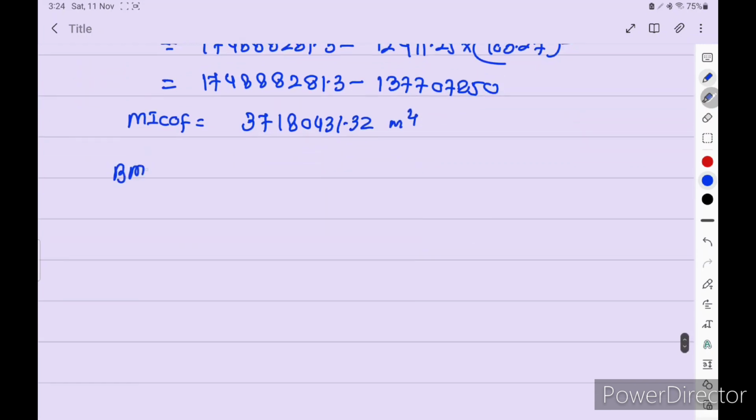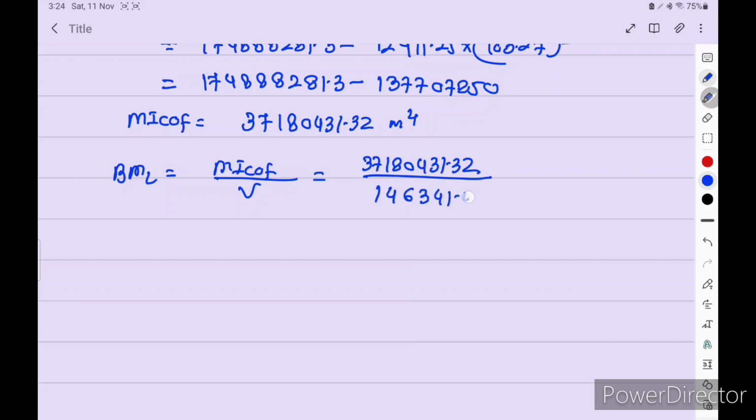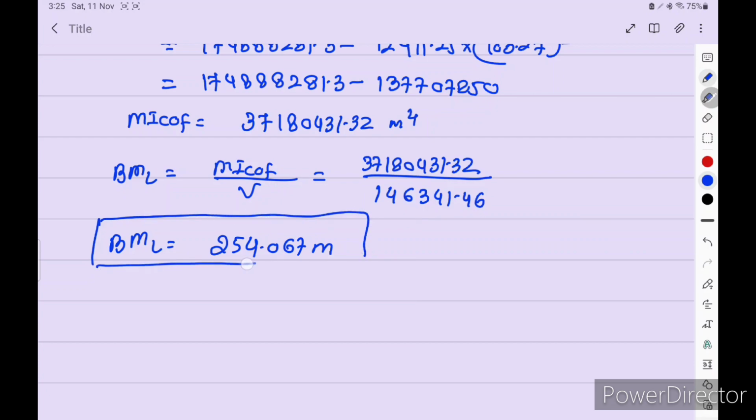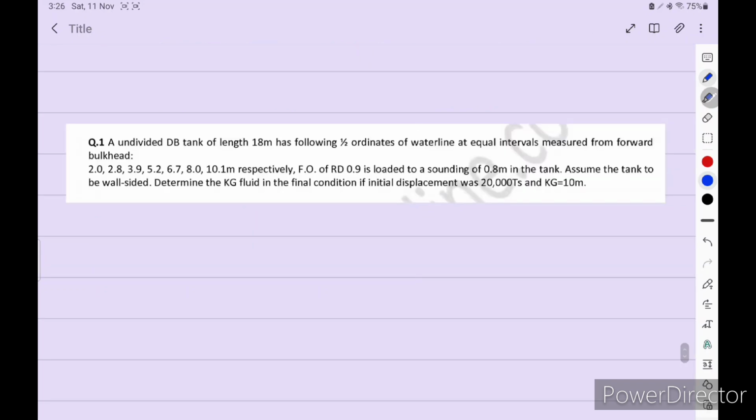Now BM longitudinal is equal to MI center of rotation upon volume. So 37180431.32 divided by 146341.46. So BM longitudinal is equal to 254.067 meter. So this is our answer. Okay, so let's move to the next question.